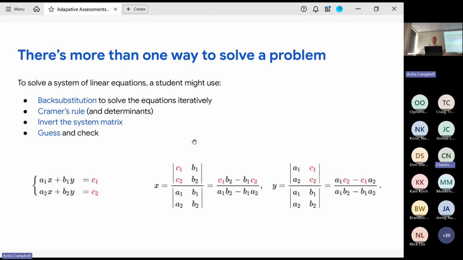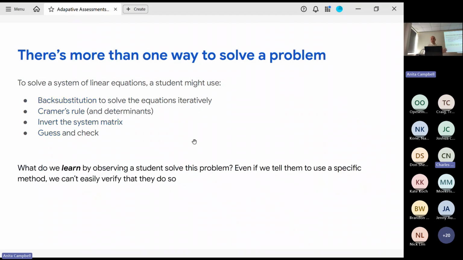So just because a student answers this question correctly, we don't know what they actually knew or did. And even if we tell them to do it a specific way, we have no way of verifying or enforcing that they did it the way that we asked them to. All we know is that they were able to answer this question right.